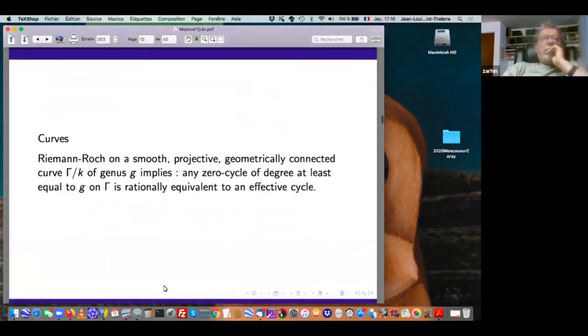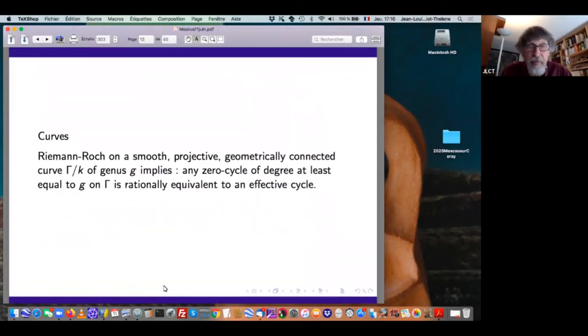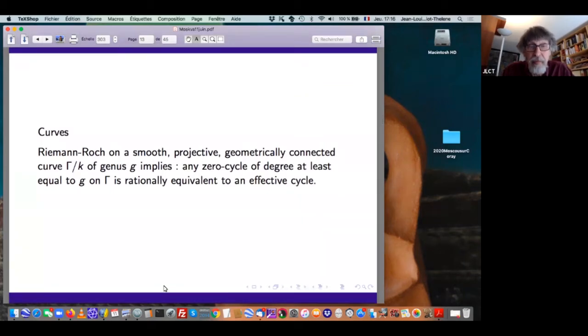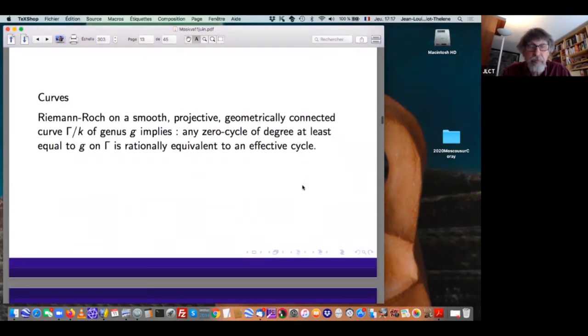So again, this seminar is not the proper place for reminding something. Anyway, so we're asking what we can say, what we can do with zero cycles. So for curves, we're quite happy because we have Riemann-Roch on a smooth projective geometrically connected curve of genus g, which says that in particular, if I take any zero cycle of degree at least equal to g, then it is rationally equivalent to an effective cycle. Okay, an immediate consequence of Riemann-Roch.